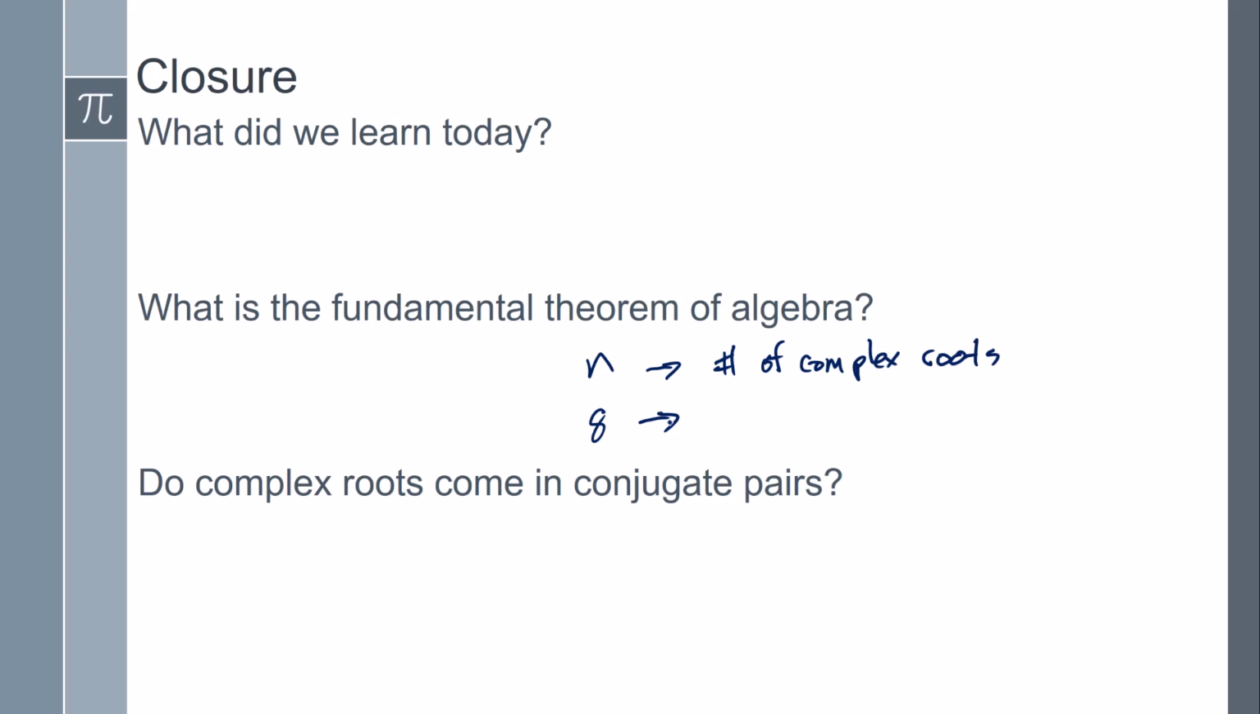Now, do complex roots come in conjugate pairs? Yes, which is the reason why, for Descartes' rule of signs, you subtract 2 every time.